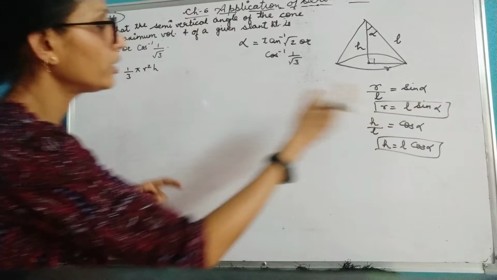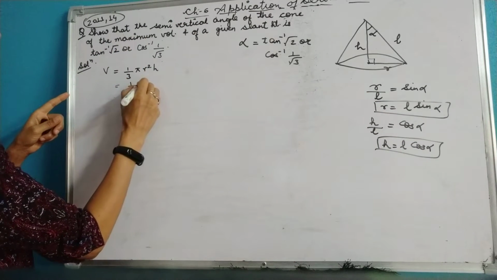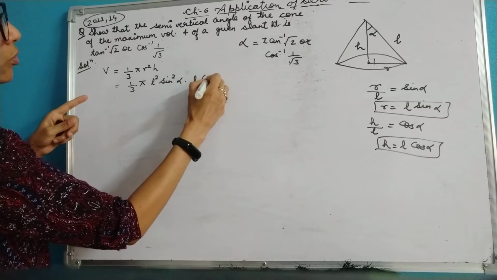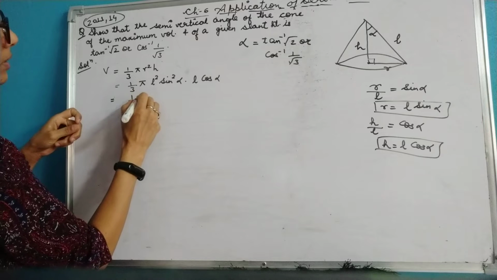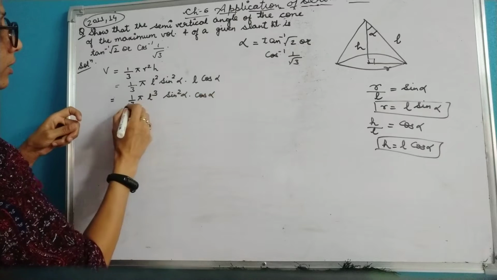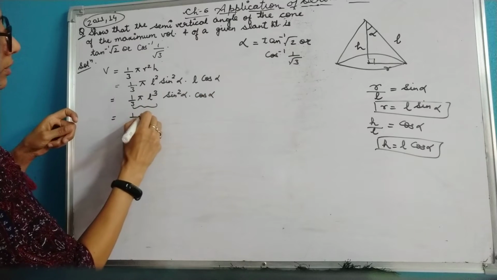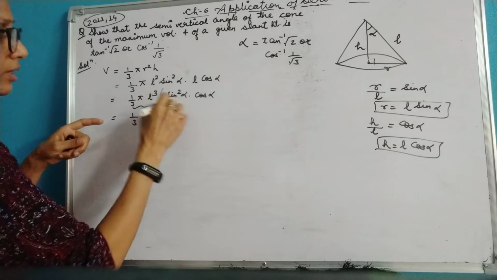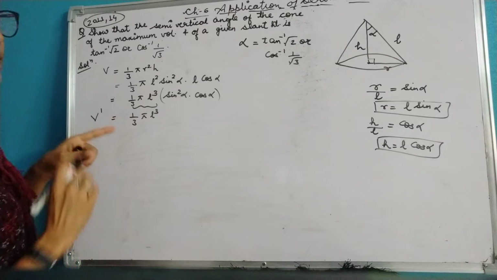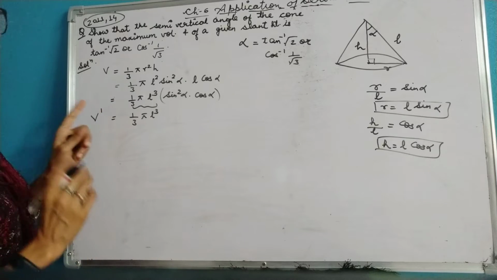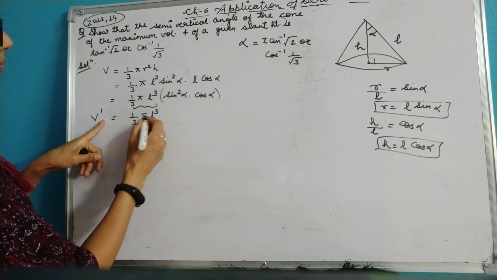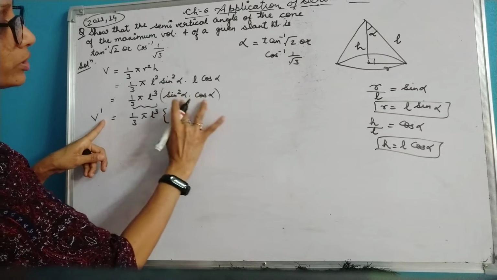We will be substituting these two values over here. So this will be 1 by 3 pi r square into h, which gives me 1 by 3 pi L cube sine square alpha into cos alpha. Now these things are constant, so I am writing it in the bracket. Here, if I want to find out my critical point, I need to differentiate it. So 1 by 3 pi L cube is constant and here u into v will be applied.